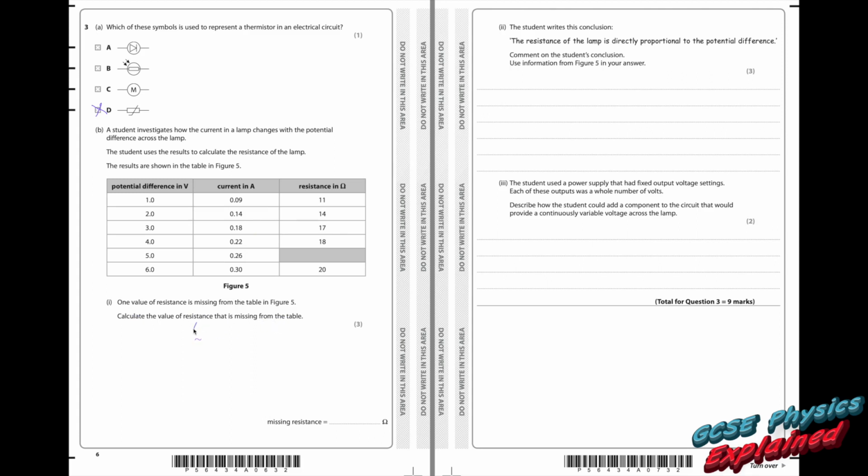So we're looking for the resistance. What has it told us? It's gave us the voltage and it's gave us the current. So V, I and R, we need to use Ohm's law. So that's V equals IR. Rearrange that to get R.